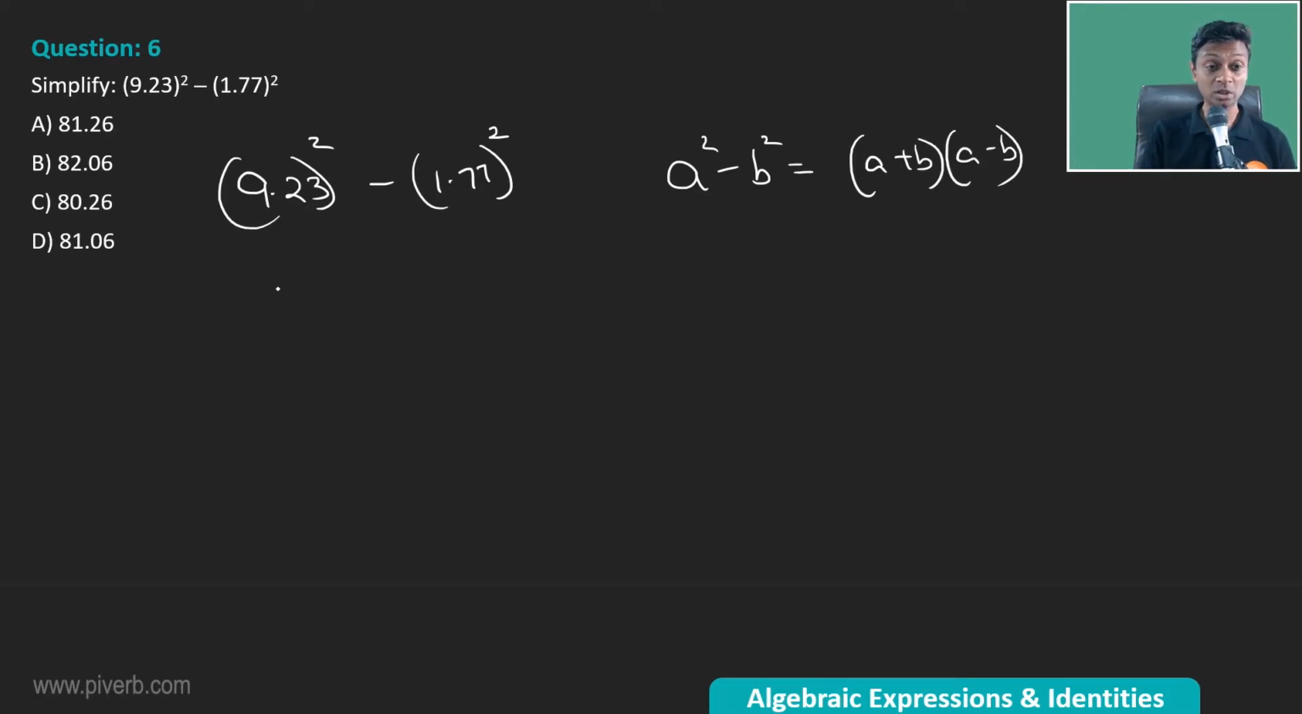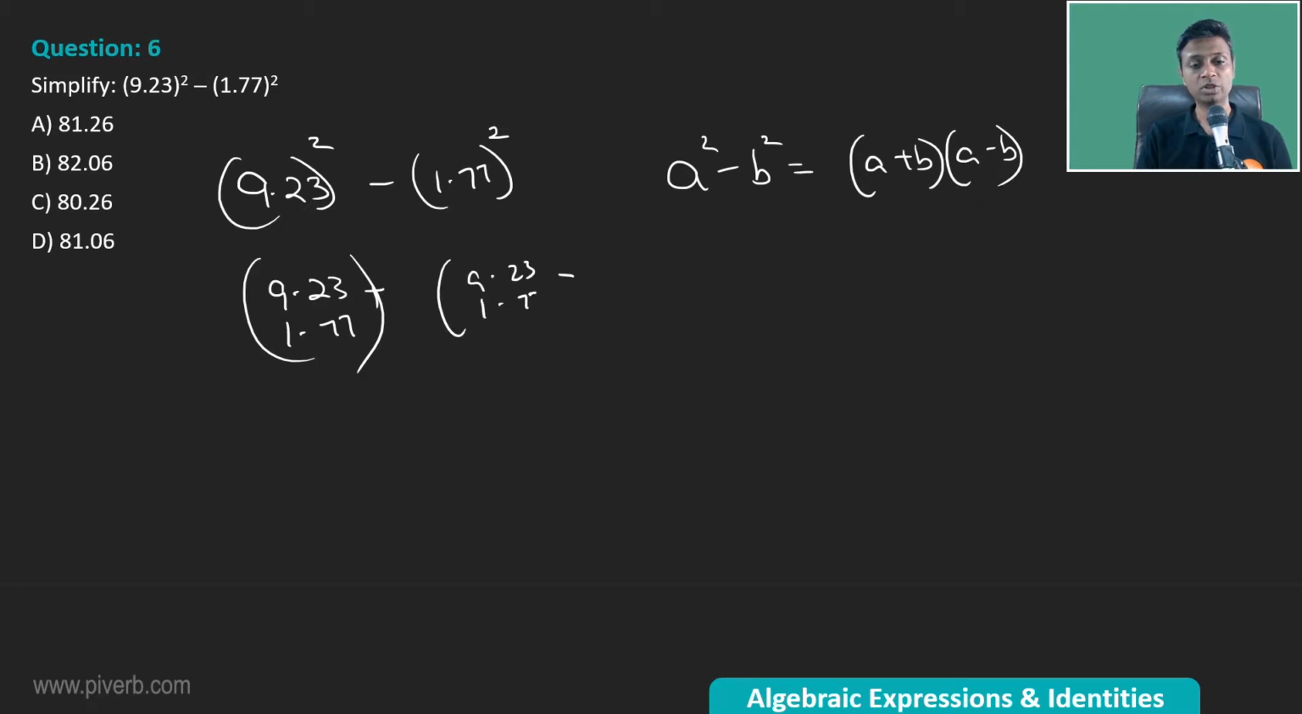So let's do that. This is 9.23 plus 1.77 into 9.23 minus 1.77. Adding these two, 3 plus 7 is 10, 0, 1. 10 plus 1 is 11, so 11.00 into 13 minus 7 is 6, becomes 1.